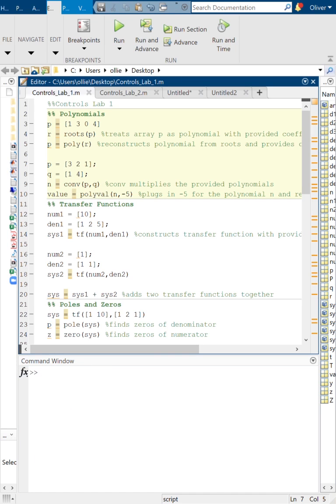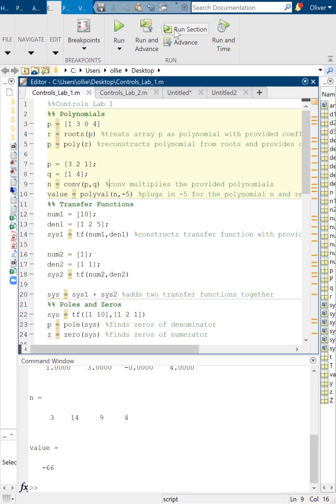Okay, so to multiply two polynomials together, we'll do the following. First, we'll make the two polynomials that we want to multiply, here with p and q, and then we'll use the conv function to multiply the polynomials together. So with this n polynomial, which is the product of p and q polynomials, we can use the polyval function to, say, evaluate the polynomial n for a value of -5.